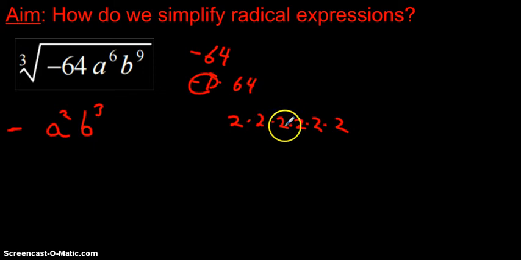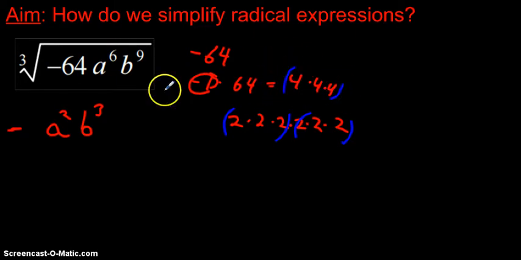So every 3 of them comes out of the radical. So that's 2 times 2, which is 4. Alright, or we could have broken this down to be 4 times 4 times 4, which would also come out of the radical. So either way would work. Alright, so this is our simplified radical. Everything came out in this case.